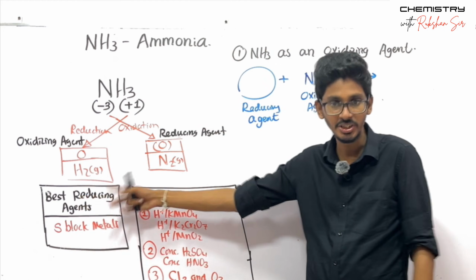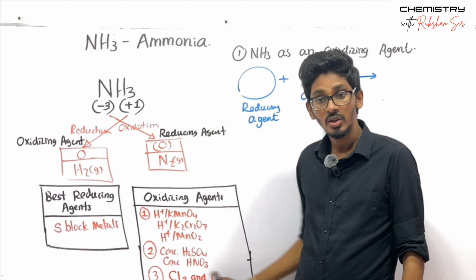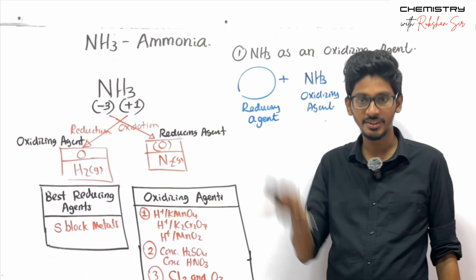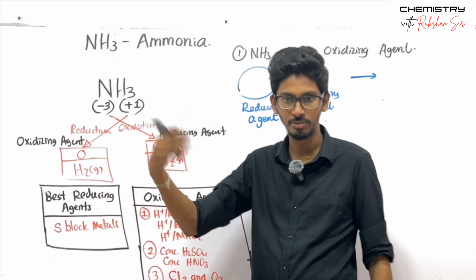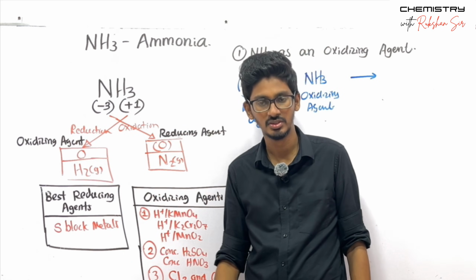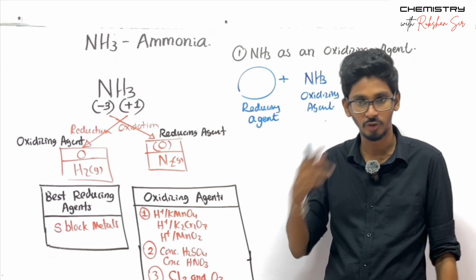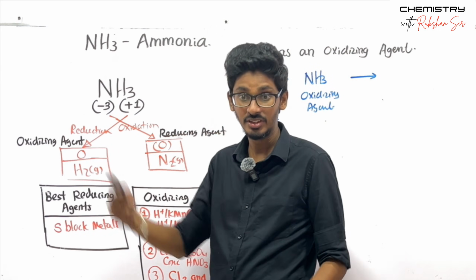Like that, the same logic can be applied to group 17 and 16. By just gaining one electron, the Cl minus form, the X minus form, they can achieve the noble gas configuration. By gaining two electrons, the O2 minus form, it can achieve the noble gas configuration.